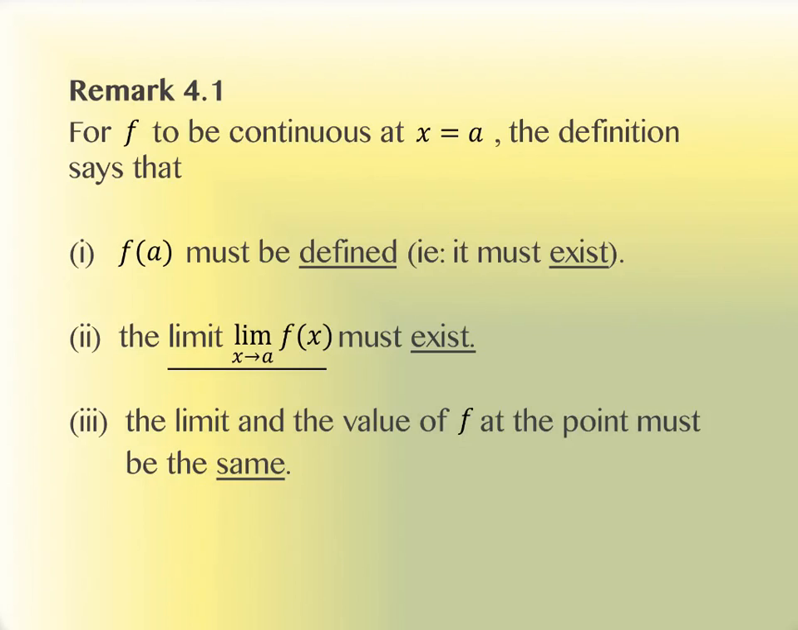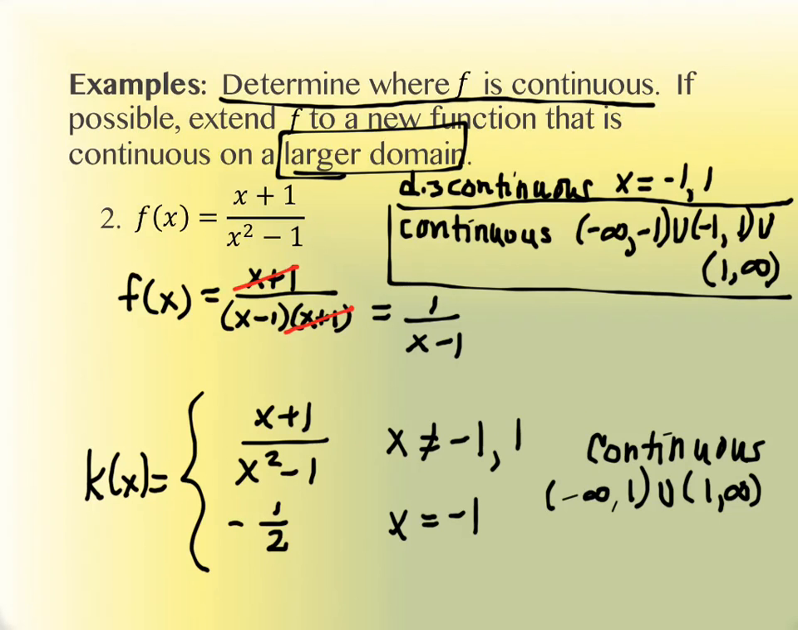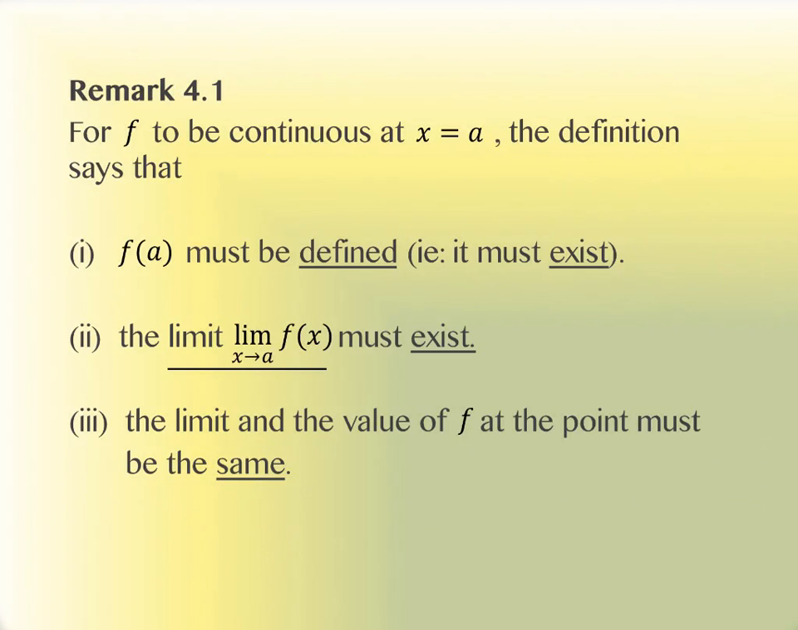If I can't plug in 3 into the function, then it's not going to be continuous. So on this one over here, the function as a whole is not continuous at x equals 1, because even when I reduced it and created this new k of x, I still can't plug in x equals 1. Okay? The other thing that has to happen is that your limit has to exist.